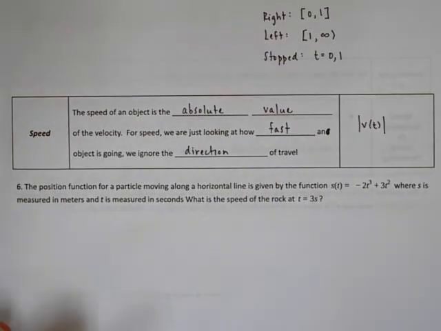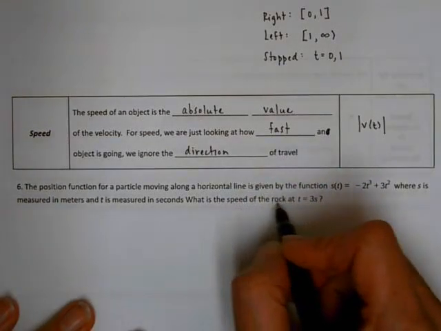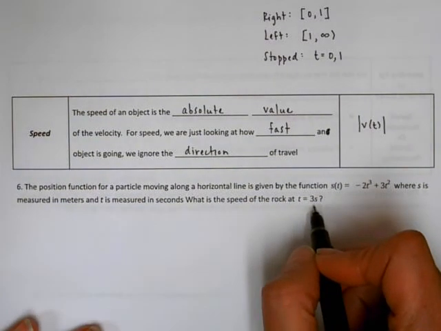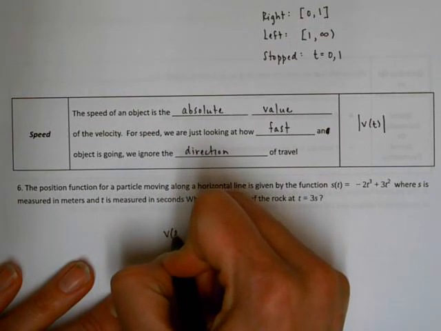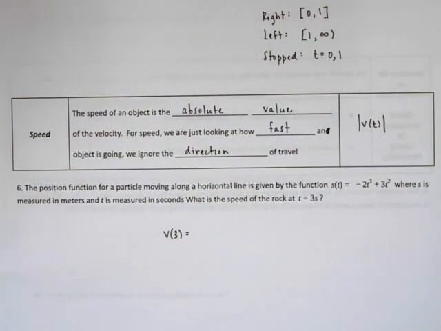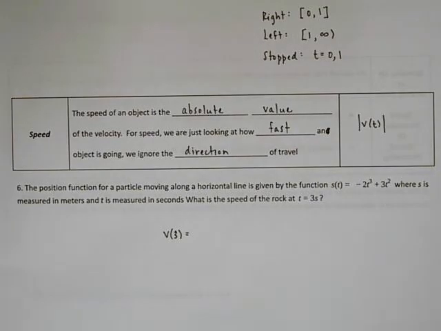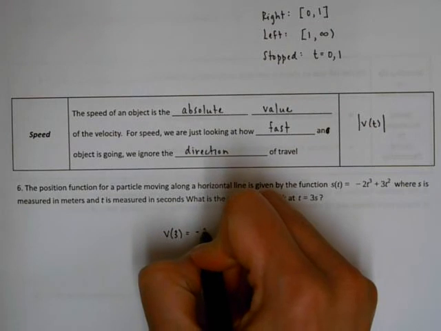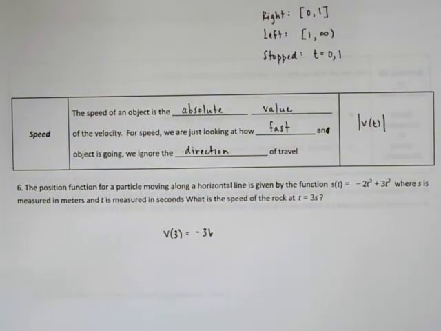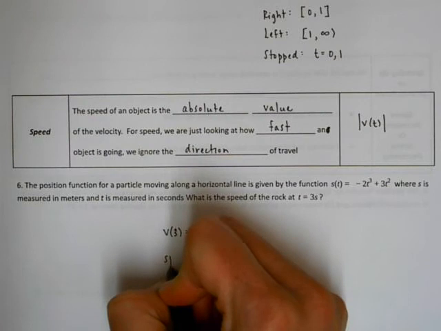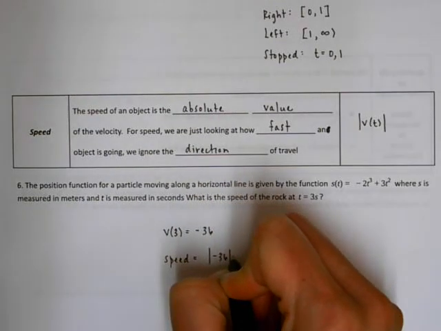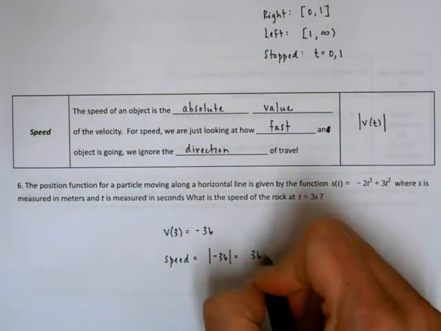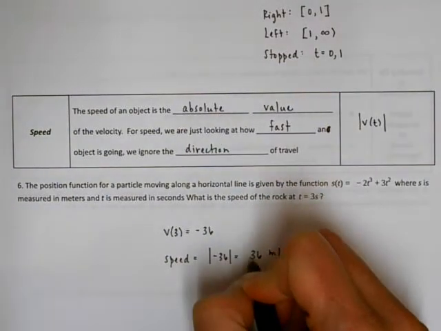So for this example, if I want the speed of the particle at time t equals 3 seconds, the first thing I'm going to do is just calculate my velocity at time 3. And we had actually done that at some point. If you look at question 4, we found out the velocity at 3 was -36. Now that tells me the velocity. So if I want speed, that's going to be the absolute value of -36, which is just 36. And again, my units are meters per second.